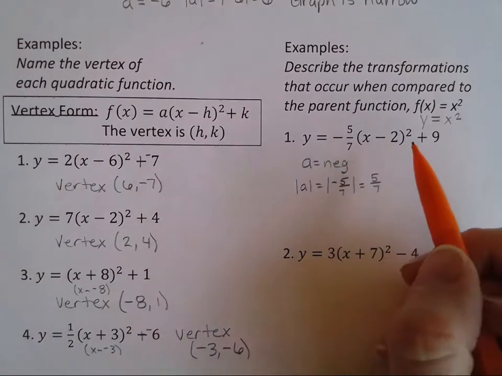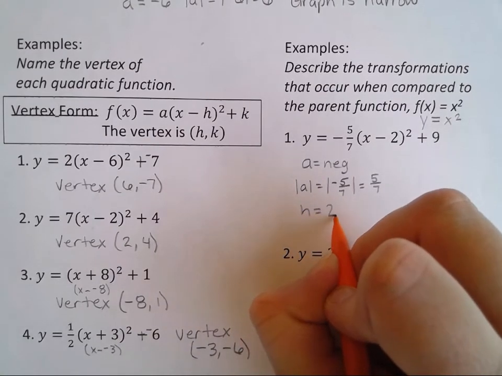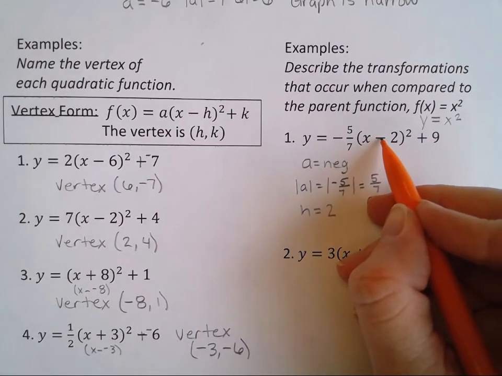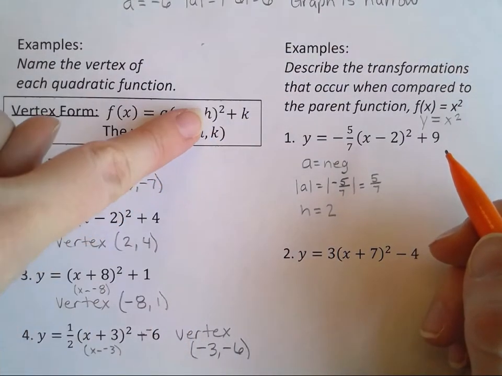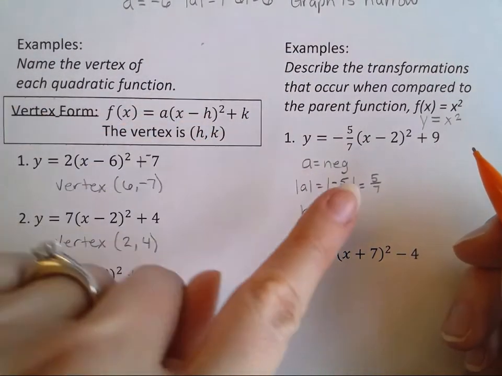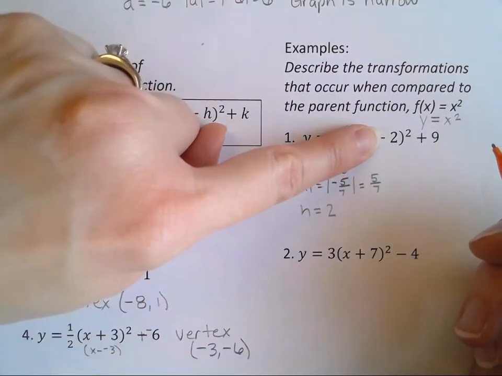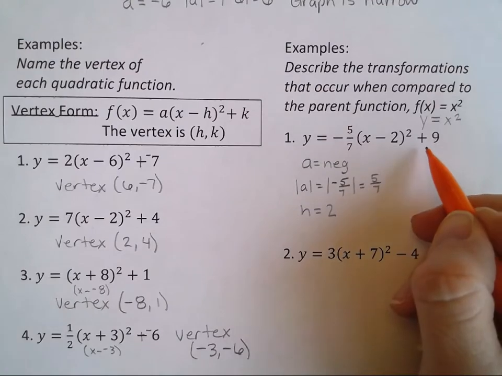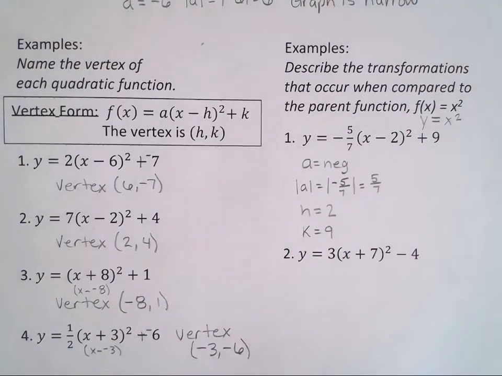We also have an h value of 2. Be careful not to call that a negative 2, because in vertex form you need the minus sign in order to identify your h. Therefore, since we have the minus sign, our h is just 2. And then finally we have a k value of 9. So each of these things require a transformation of the graph.